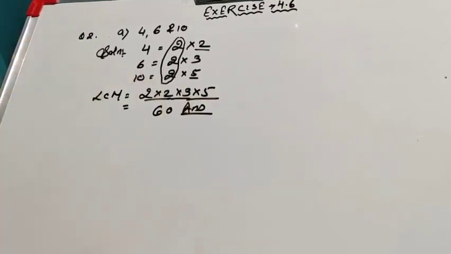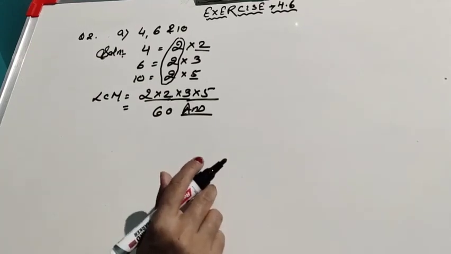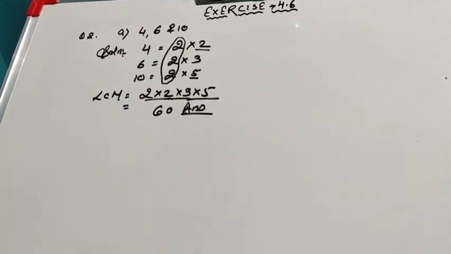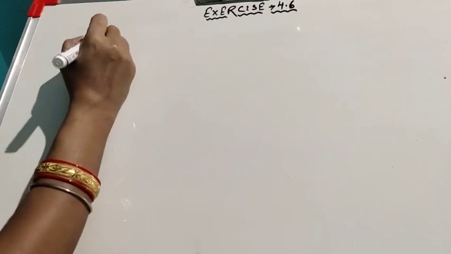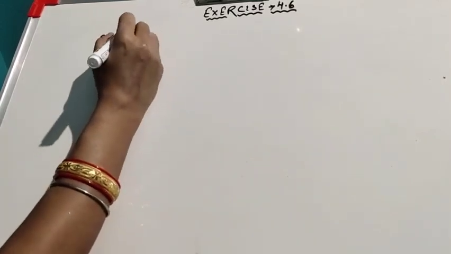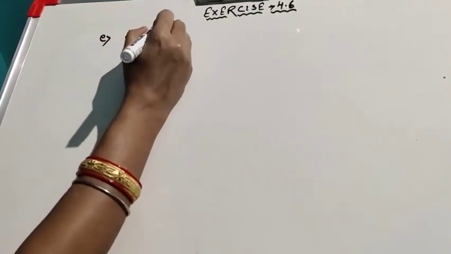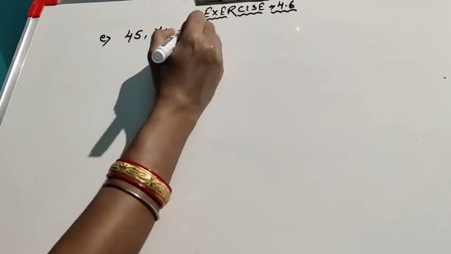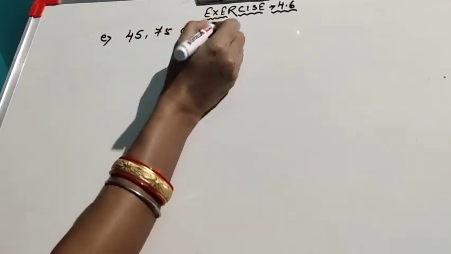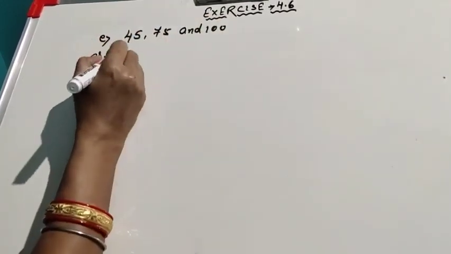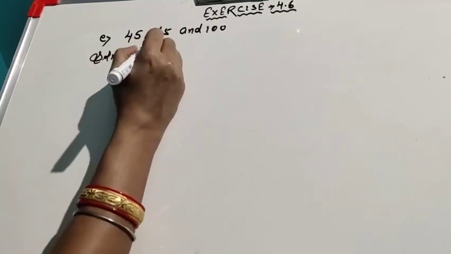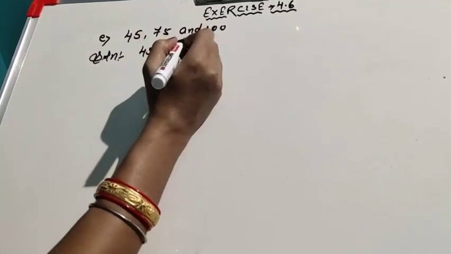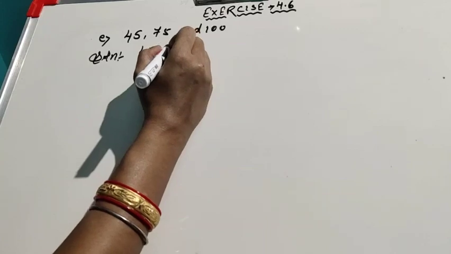Understood? Now one more question I have to solve. Question number 2, E: the numbers are 45, 75 and 100. For 45 we will find the prime factorization. So 3 5s are 15.